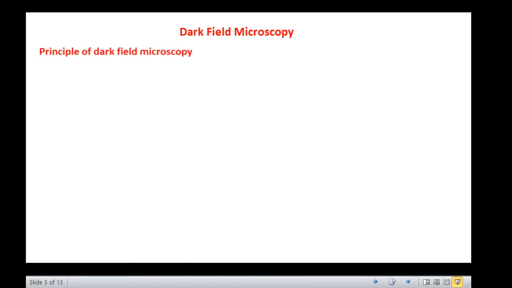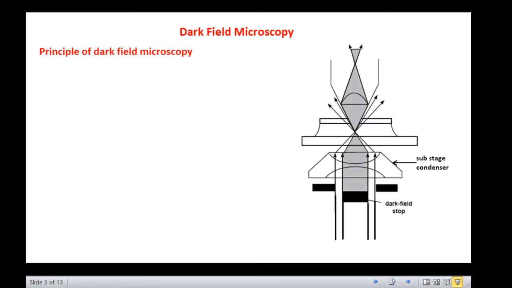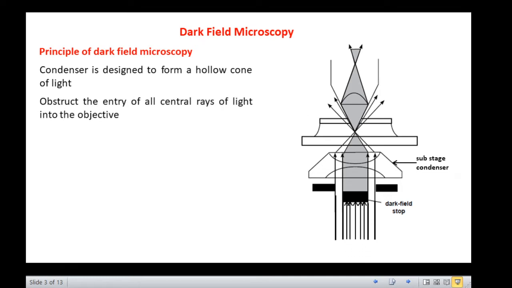The principle of dark field is simple. Rather than illuminating the sample with a filled cone of light, the condenser is designed to form a hollow cone of light. This is achieved by obstructing the entry of all central rays of light into the objective.